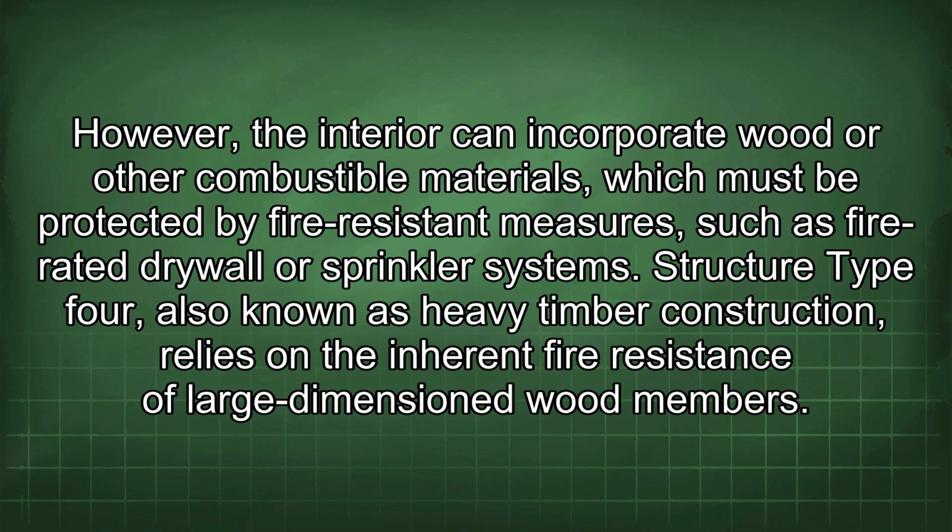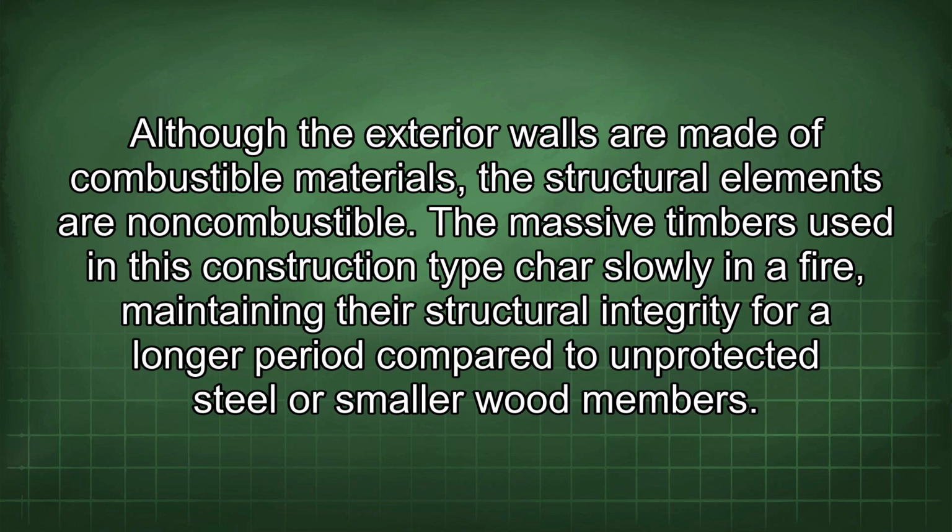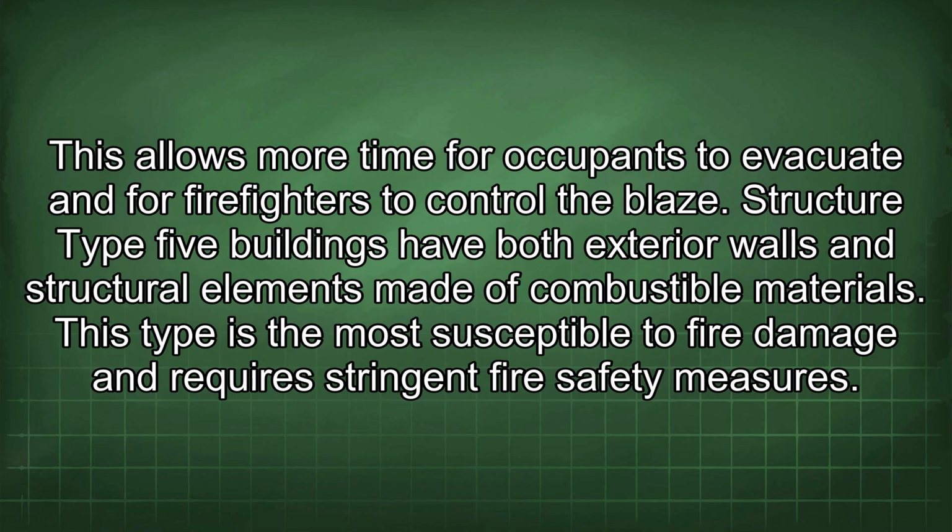Structure Type 4, also known as heavy timber construction, relies on the inherent fire resistance of large-dimensioned wood members. Although the exterior walls are made of combustible materials, the structural elements are non-combustible. The massive timbers used in this construction type char slowly in a fire, maintaining their structural integrity for a longer period compared to unprotected steel or smaller wood members. This allows more time for occupants to evacuate and for firefighters to control the blaze.